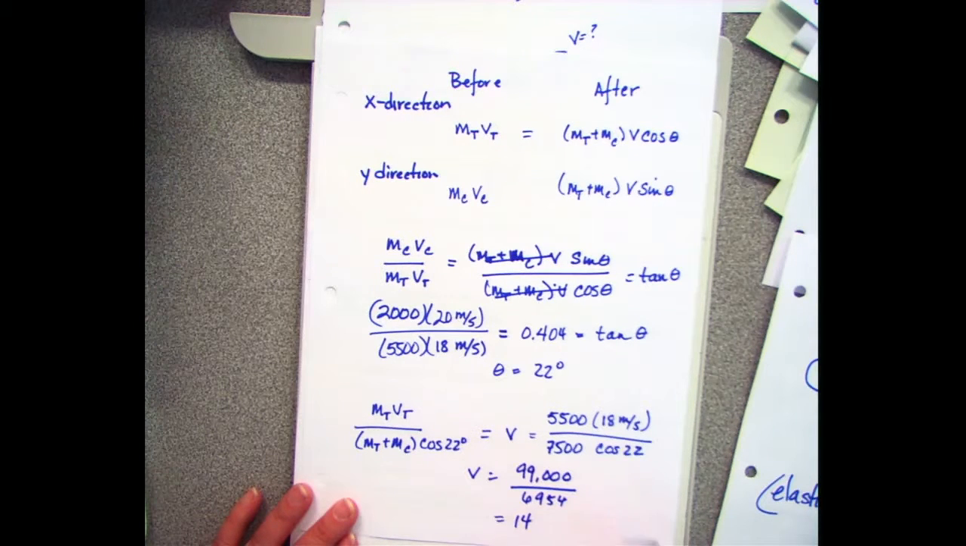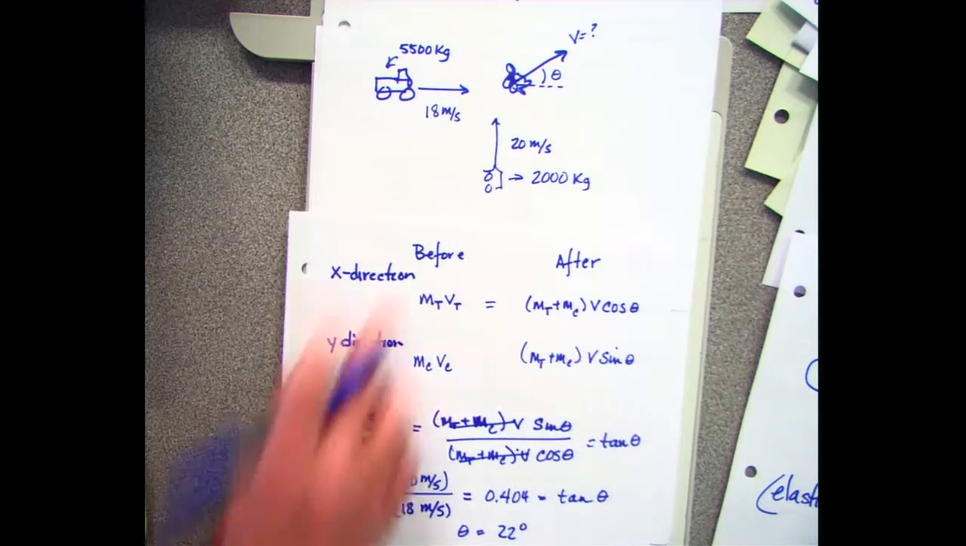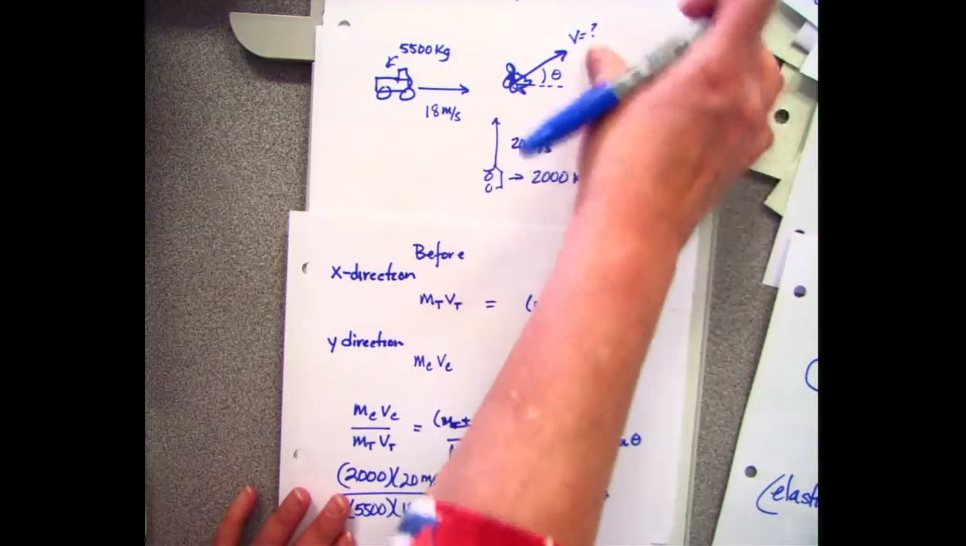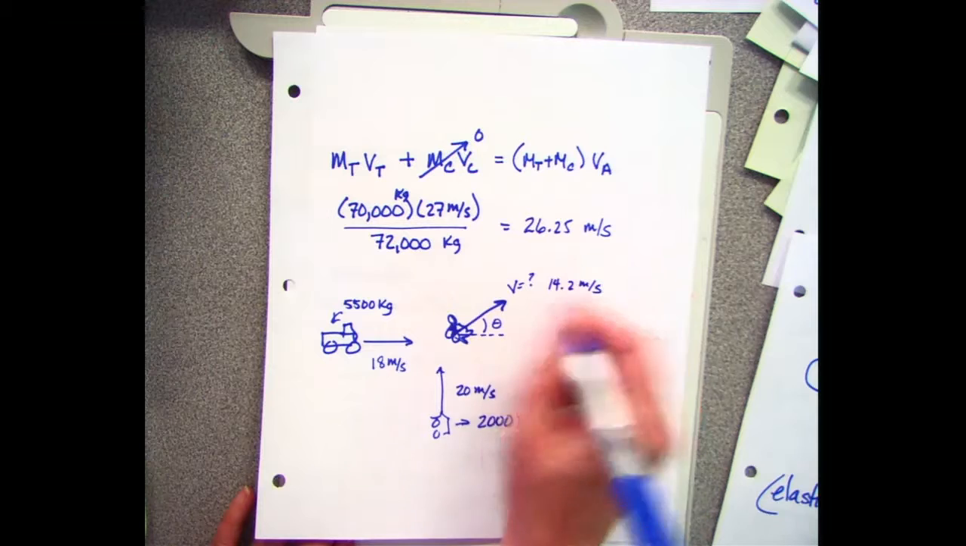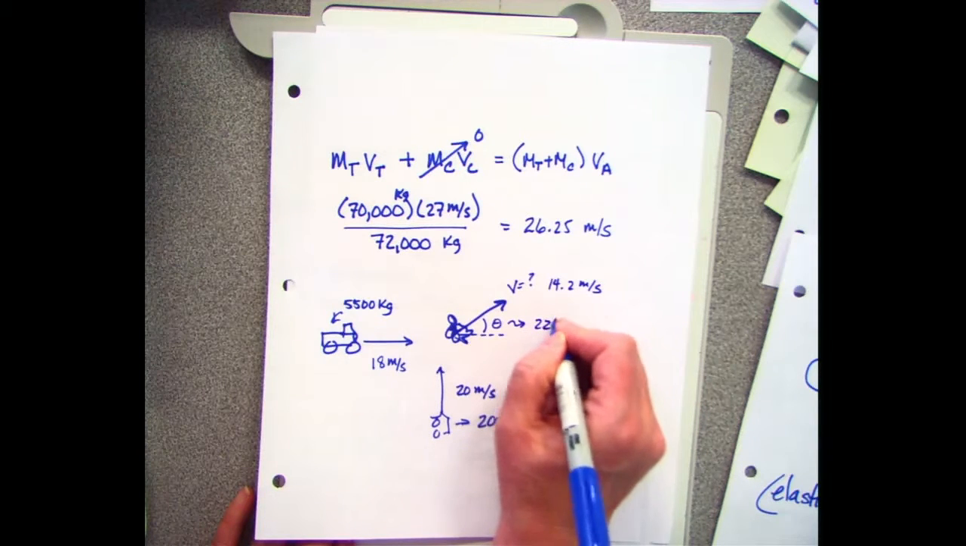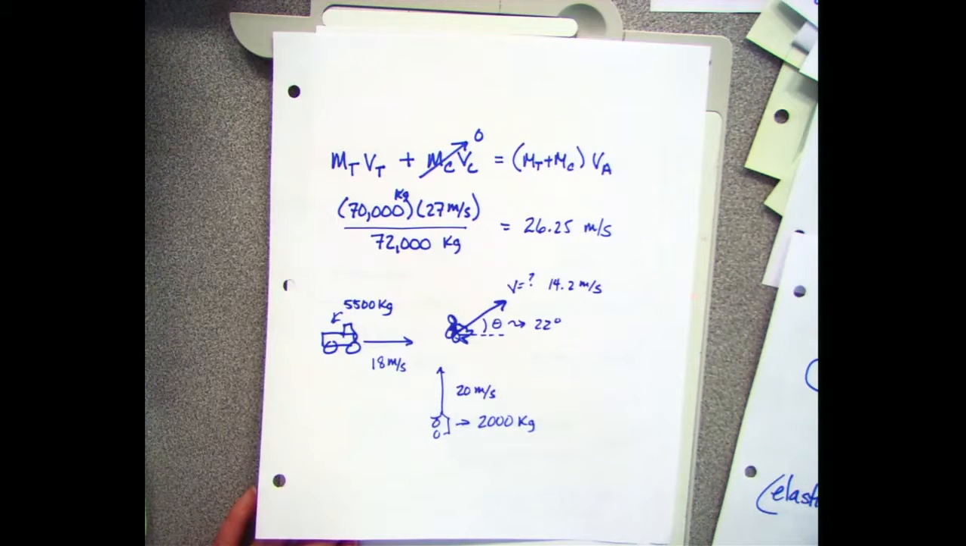We end up at a velocity of 14.2 meters per second. So these would be sliding off at 14.2 meters per second at an angle of 22 degrees if those collided and stuck together.